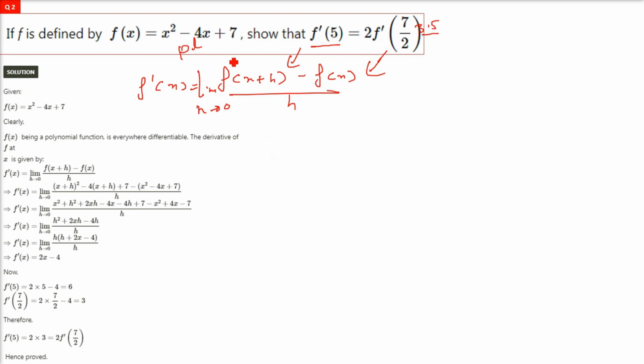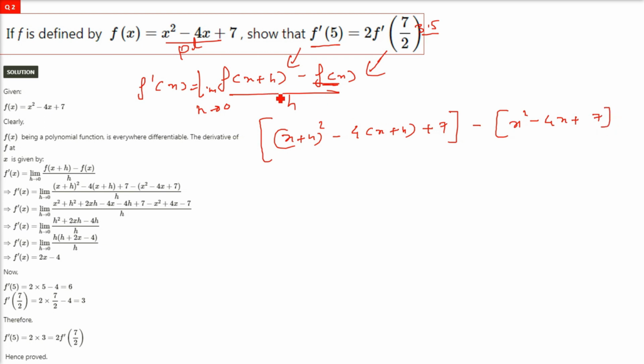So this f(x+h), we have x plus h, so just replace it by that: (x+h) whole square minus 4 into (x+h) plus 7. Always put the first term in the square bracket because it is a bigger expression. We don't want to confuse it with the second one, which is only f(x), which is x square minus 4x plus 7. And divided by h is also there, and limit h tends to 0 is also there.